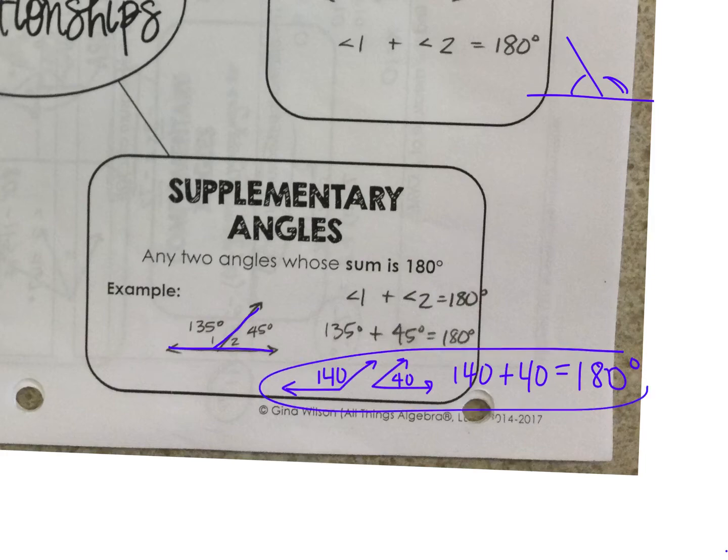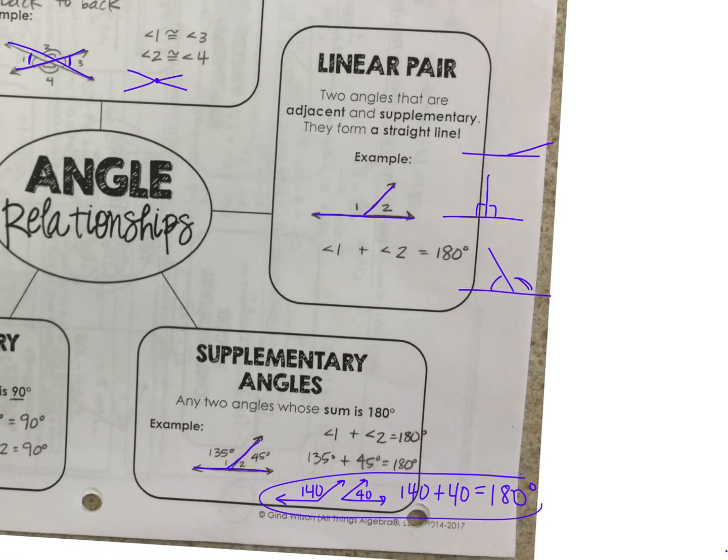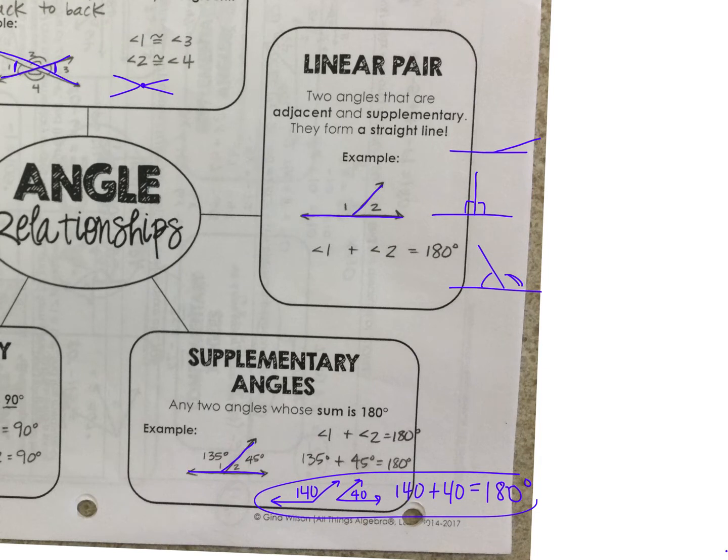The difference between supplementary and linear: linear must be on a line. Supplementary can be on a line, or they don't have to be.